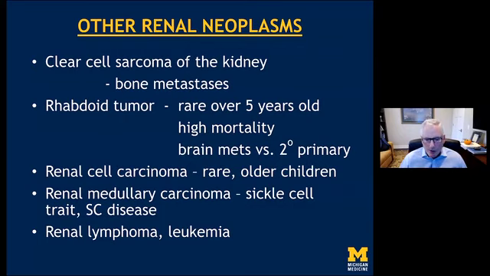We do see renal cell carcinoma. It's rare. It's in older children, but we do see it on occasion. There's a rare entity called renal medullary carcinoma, which I do want to point out, because if you're working at a larger center with sickle cell patients, this is one that they are at risk for, although it's still a very rare diagnosis, especially in sickle cell trait. I've also seen it in sickle cell heterozygote SC disease. And then finally, you can uncover renal lymphomas and leukemias.